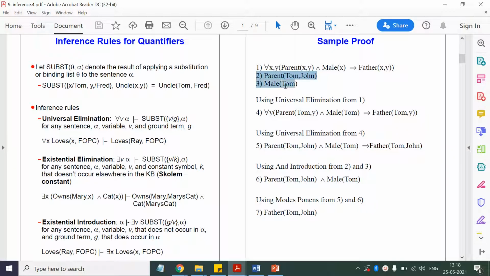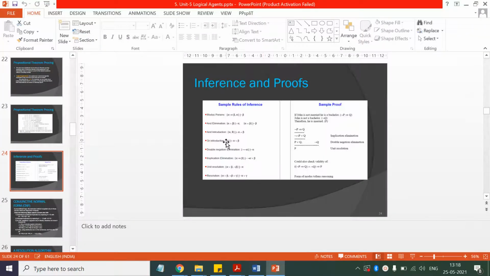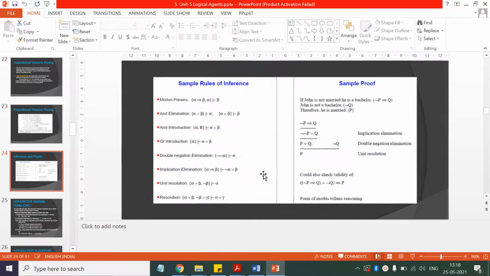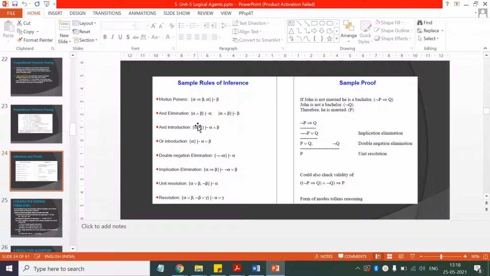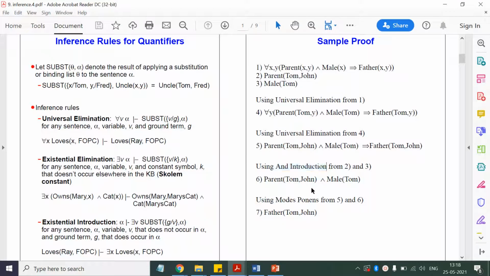Then by using statements 2 and 3, we can apply and introduction. So let me show you the list. Can you see this third rule, and introduction? So if alpha is the given fact, beta is the given fact, then we can add them with the help of and, alpha and beta. So that is and introduction. So parent Tom John is given, male Tom is given, so let us combine them with and. This is and introduction.